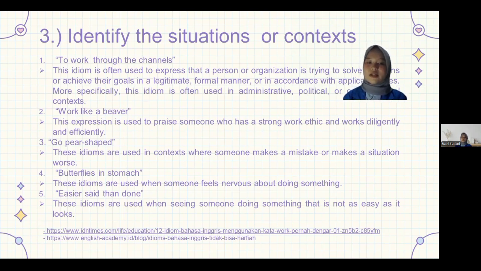Number 2 is work like a beaver. This expression is used to praise someone who has a strong work ethic and works diligently and efficiently. Number 3 is go pear-shaped. This idiom is used in contexts where someone makes a mistake or makes a situation worse. Number 4 is butterflies in stomach. This idiom is used when someone feels nervous about doing something. Number 5 is easier said than done. This idiom is used when seeing someone doing something that is not as easy as it looks.